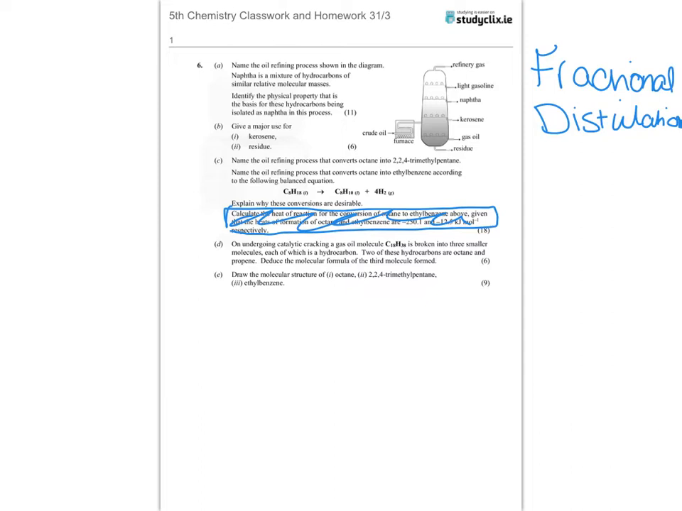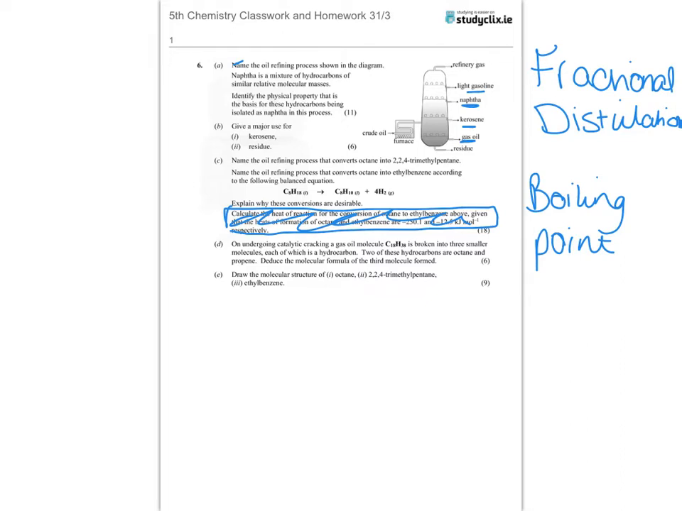And then it says naphtha is a mixture of hydrocarbons of similar relative molecular masses. We had to identify the physical property that is the basis for these hydrocarbons being isolated as naphtha in that process. So the physical property there is their boiling point. Things boil off in this with regards to their different boiling point, and when I'm talking about fraction, it's kind of like a layer, depending on which layer they fall into, all depends on their boiling point.